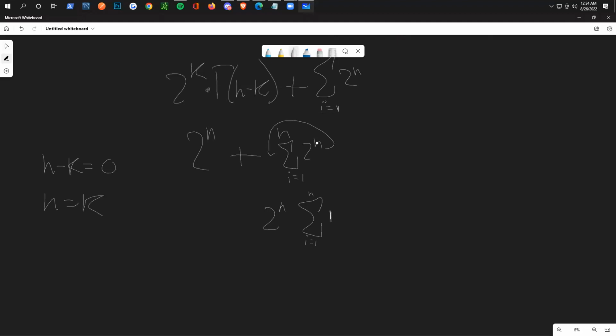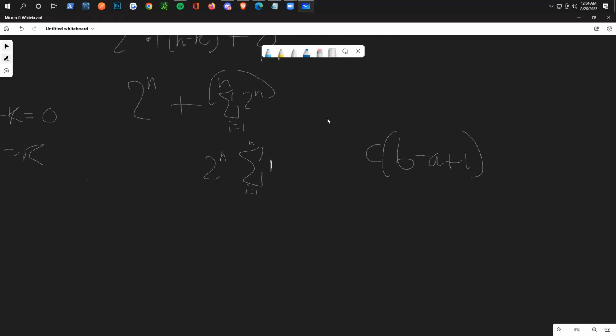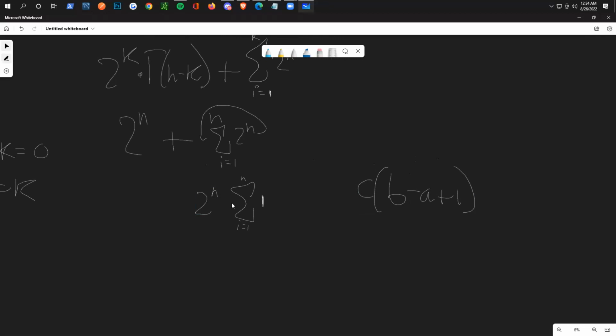And then from here, you can do the formula for constants, where it's C times (B minus A plus 1), right? Or alternatively, you don't even have to bring it out and then do it based on 1, because now you're going to have 1 times (n minus 1 plus 1). And then it's going to be equal to n, then times 2 to the n.